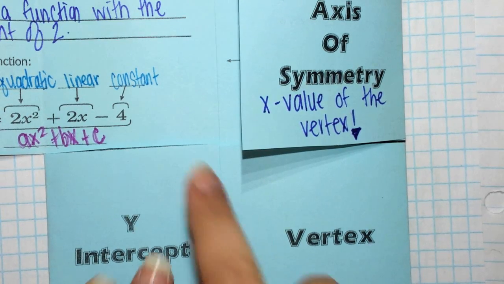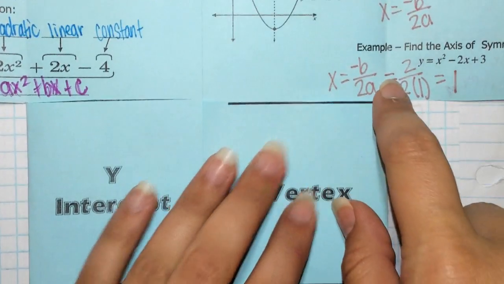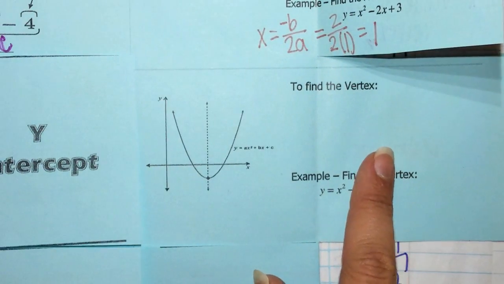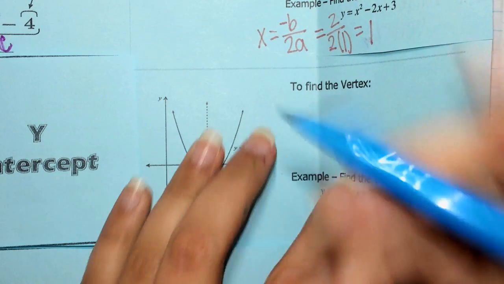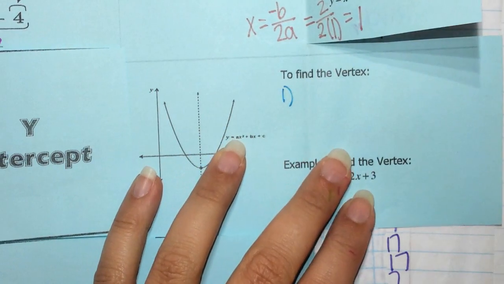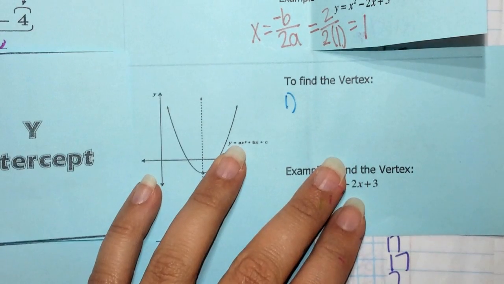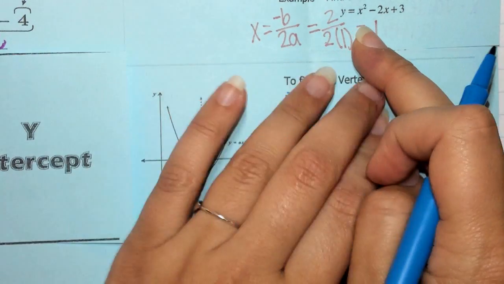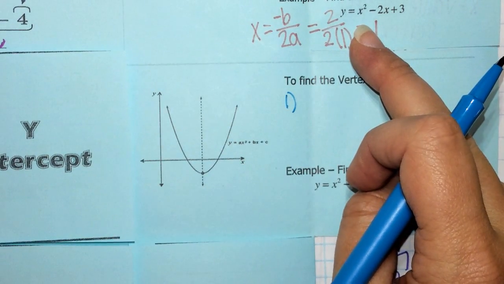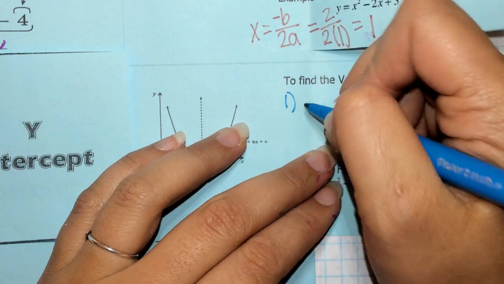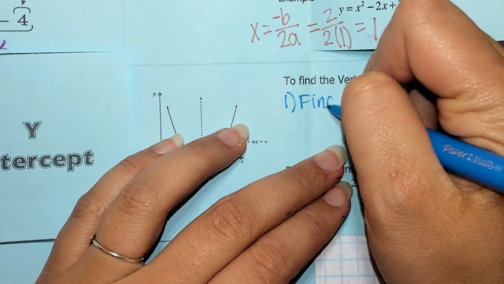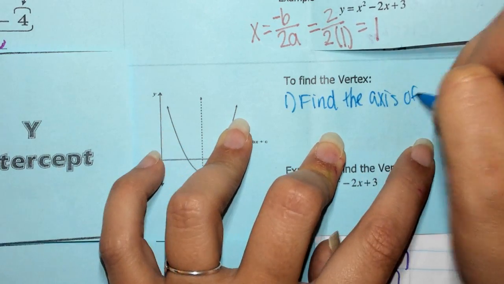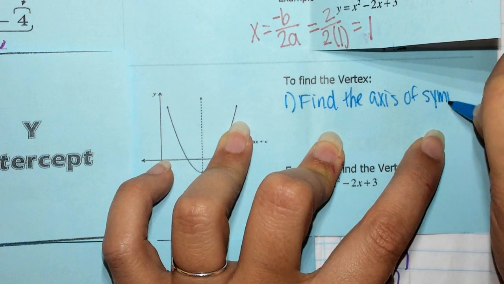Ready? So now, we know what x equals. We're going to use that and plug it in here to get our vertex. So to find the vertex, the first thing you do is find your axis of symmetry. Plug your x value into the equation. Yeah, but you have to find it first, right? So in general, we have to find our axis of symmetry first before you can find the vertex. So to find the vertex, find the axis of symmetry.